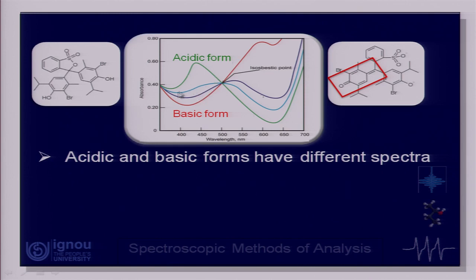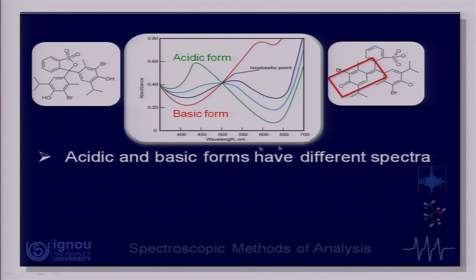What you find is that this green spectrum here is the spectrum of bromothymol blue in the acidic form, that is, the acidic form of the indicator, and this red spectrum here represents the basic form of the indicator. In this basic form there is some kind of a quinoid structure, and because of this quinoid structure there is a large absorption at this particular wavelength. So, the message from this spectrum is that the spectra of the acidic form and the basic form happen to be glaringly different from each other.